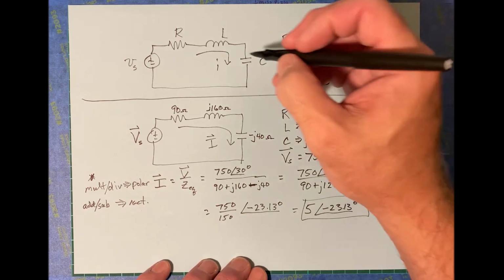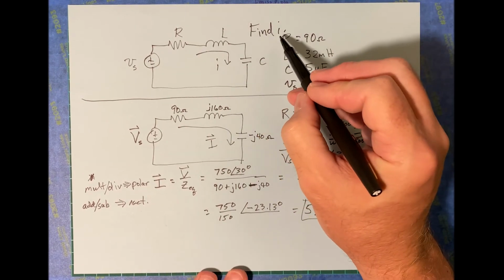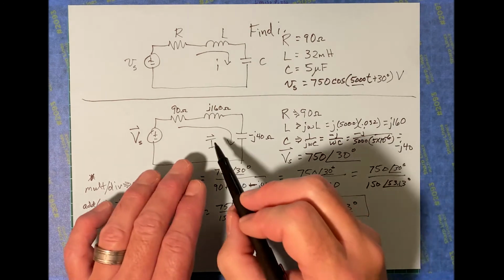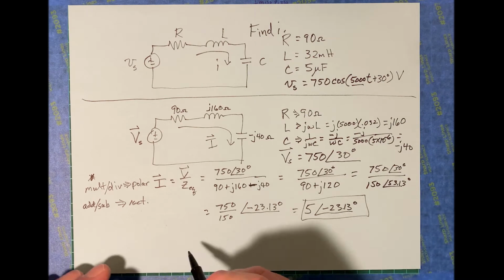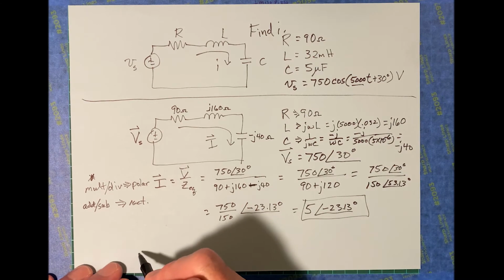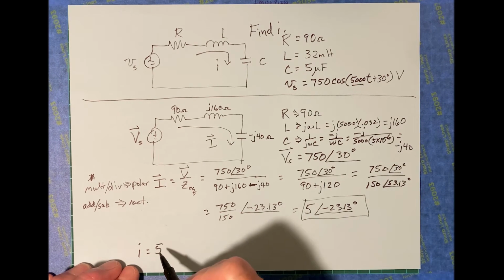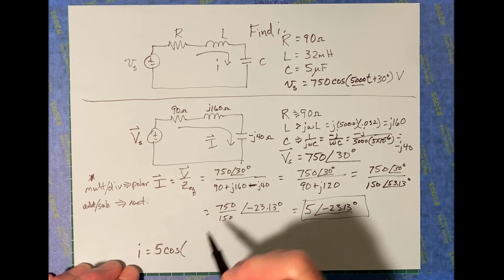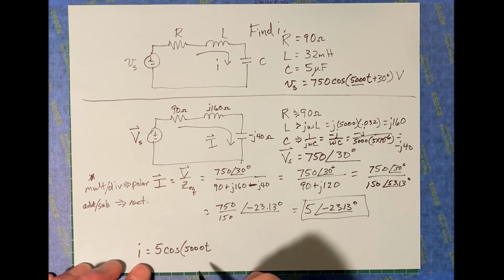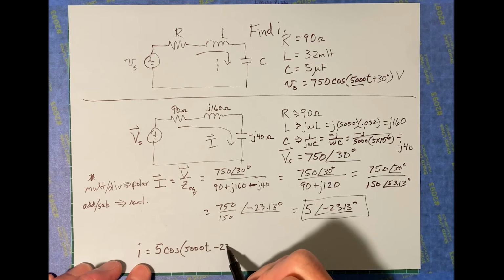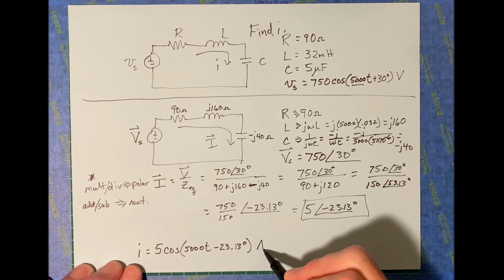But let's say we were asked to find I in the time domain. We just found phasor I in the frequency domain. How do you do that? Well, you have to convert back to the time domain to get I. And when we do the inverse phasor transform, it's just going to be 5 times the cosine of, remember the omega stays the same, 5,000 t minus 23.13 degrees amps.